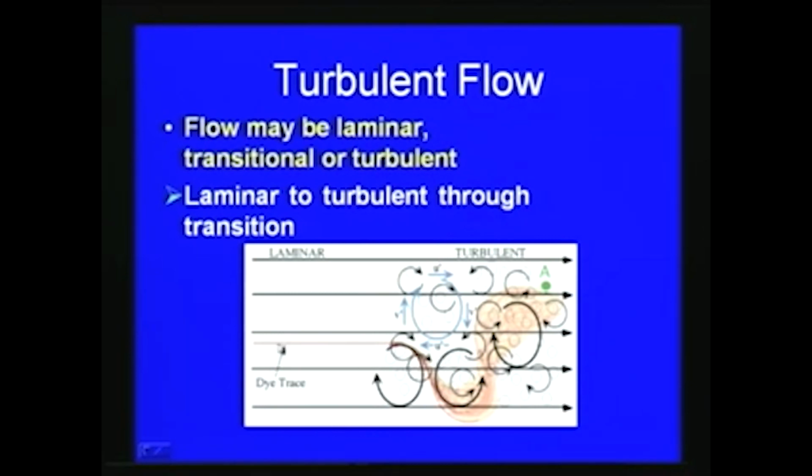Here you can see the trace of the tracer or dye is in a layer, undisturbed. But slowly the disturbance starts in the transition stage, and when the flow becomes fully turbulent, the dye is totally mixed. The molecules change from one layer to another, a lot of disturbance takes place, and finally the flow becomes turbulent. You can easily observe this in nature.